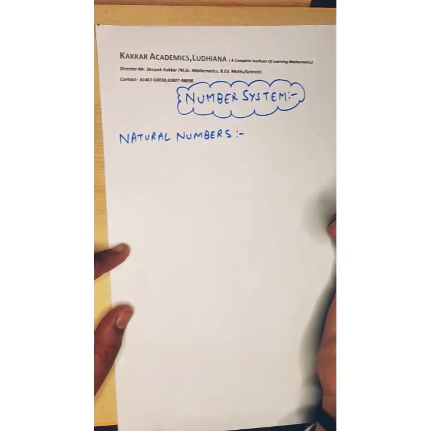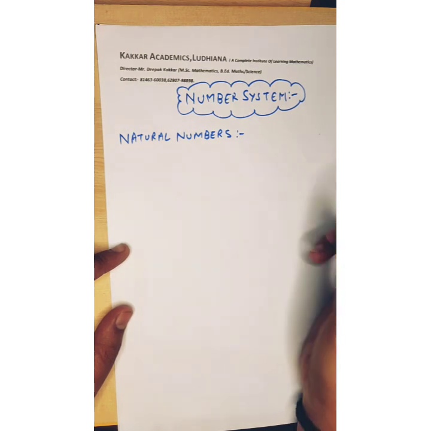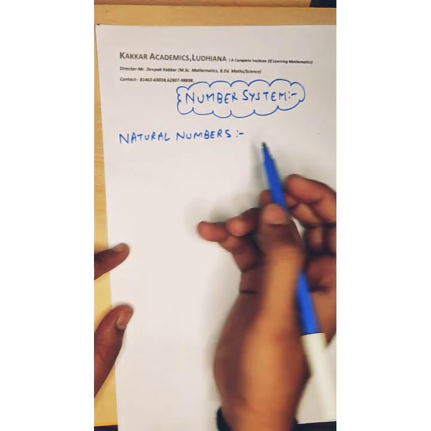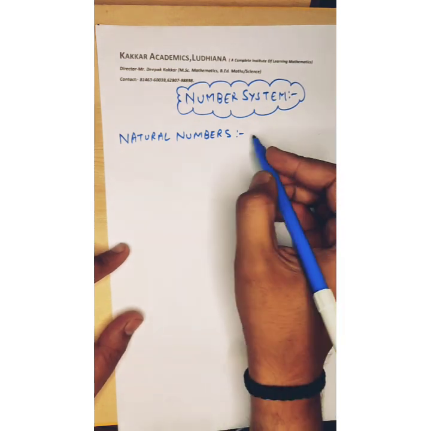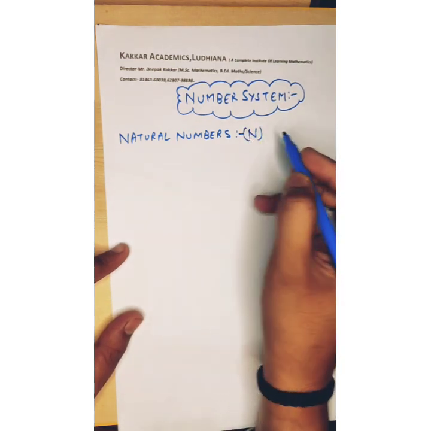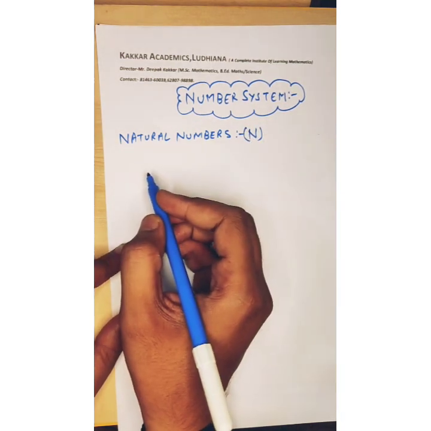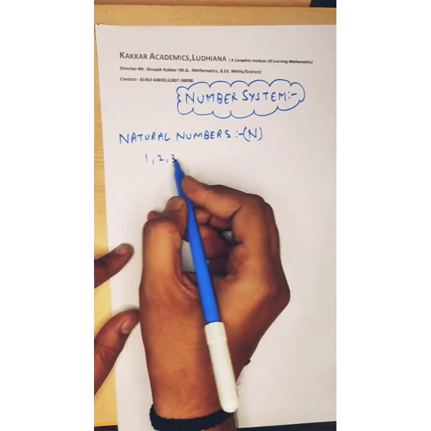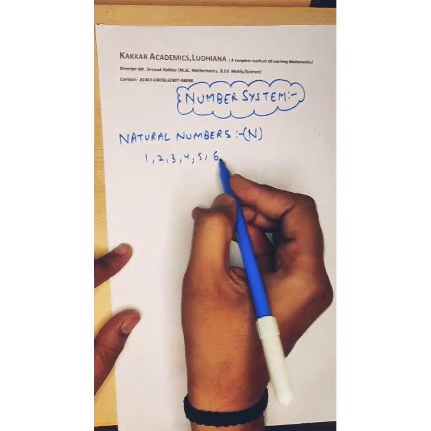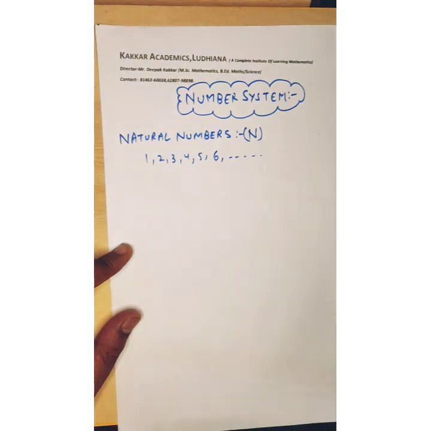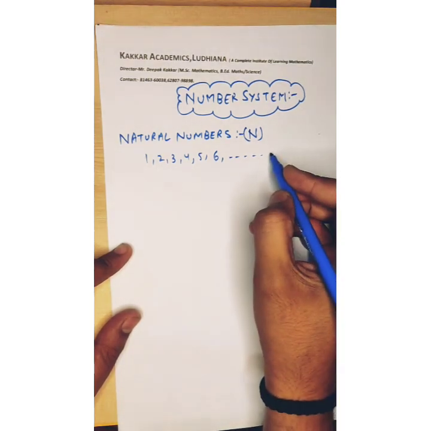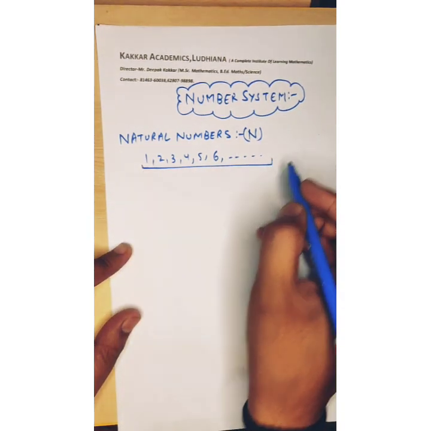So now today we are going to learn about the number system. In this we are going to learn different sets, that is, numbers are arranged in different sets named like natural numbers. First of all, what are natural numbers? A natural number is denoted by capital N, that is, the counting numbers like 1, 2, 3, 4, 5, 6 and so on. All these numbers are known as natural numbers.